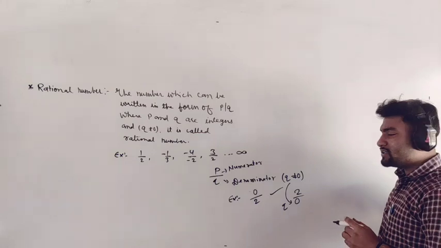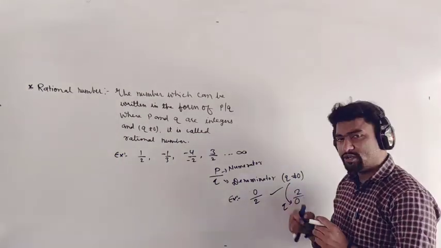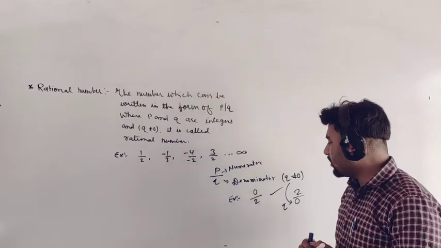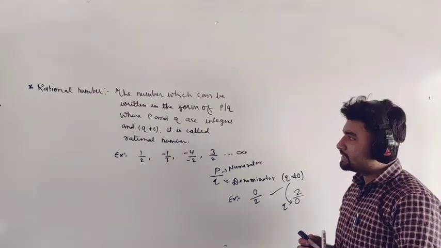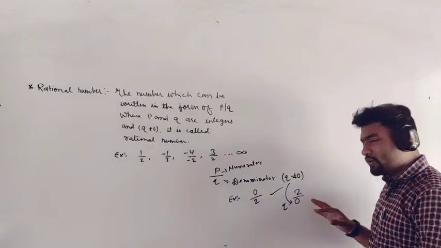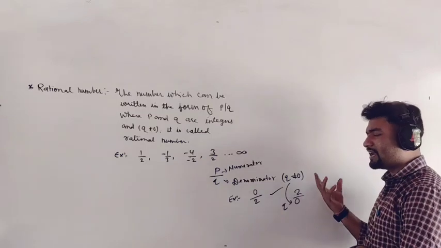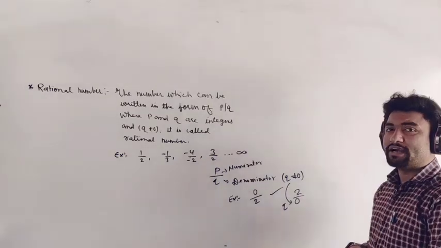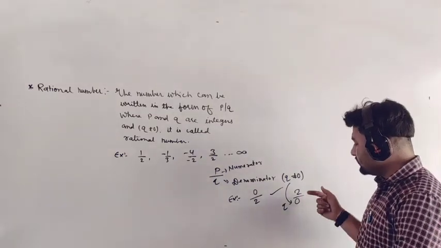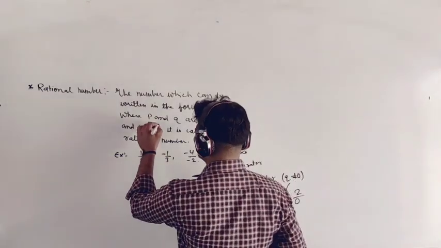What is the meaning of this? If I write 0 in the numerator and any integer in the denominator, then it is a rational number. But if we write 0 in the denominator and any integer in the numerator, it is not. Means Q not equal to 0. Why? What is the reason behind it? Why Q not equal to 0?